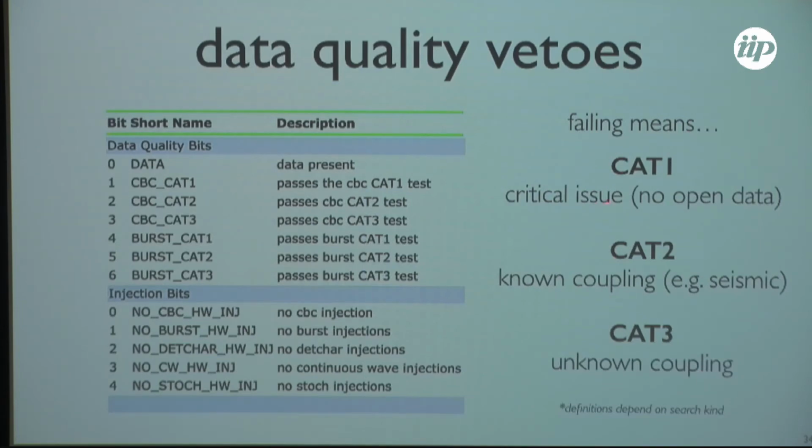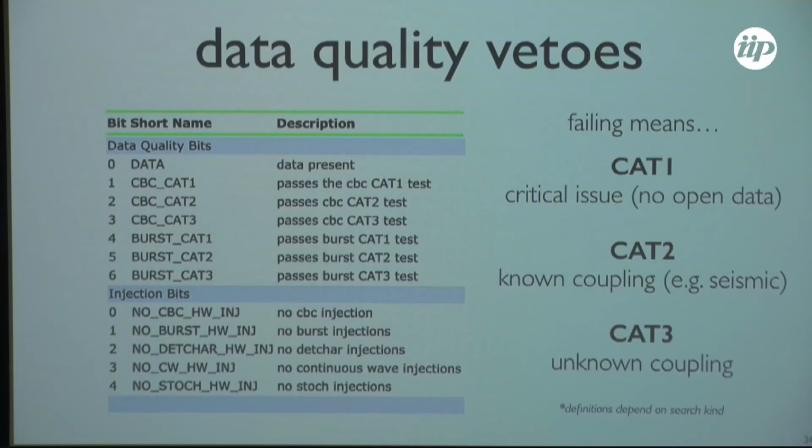So if it fails a category 1 veto, it means there's a critical issue, and you should not use those data at all. You won't have that option because we don't make data that are that bad available to you. So all the data that we make available publicly is at least category 1. It passes that first failsafe.